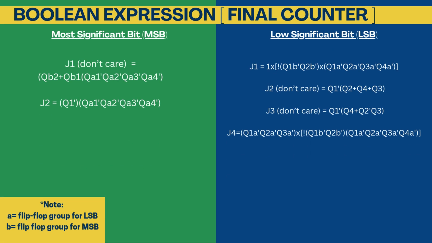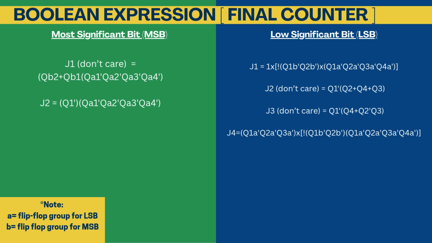Now I'll explain the most critical part of our project, which is the final counter Boolean expression. In the circuit, we divided the counter into two parts. The first part is the most significant bit, which counts from 2 to 0 and uses flip-flop group B. The second part is the least significant bit, which counts from 9 to 0 and uses flip-flop group A. These two parts work together to perform a countdown from 20 all the way to 0.